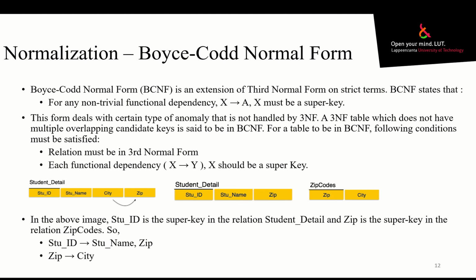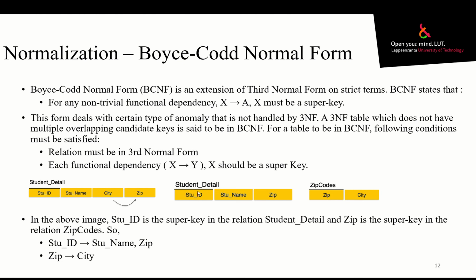So for any non-trivial functional dependency there must be a super key, and for a relation to be in the Boyce-Codd normal form it has to first of all be in the third normal form, and for each functional dependency X to Y, X should be a super key. And let me use the previous example that we did, when we broke this table down into three. One thing to note is that sometimes when a table is in third normal form, it can also satisfy the Boyce-Codd normal form if each functional dependency has a super key, for example. So that is why I want to use this example to explain that to you.